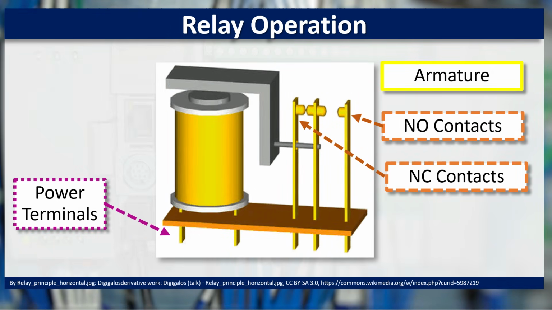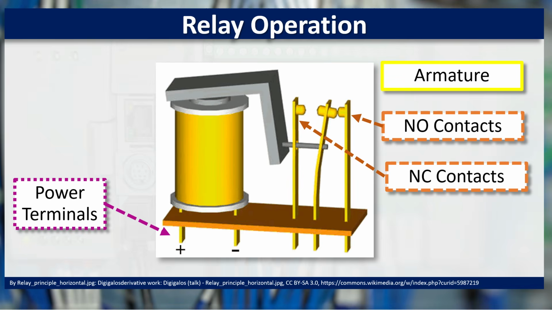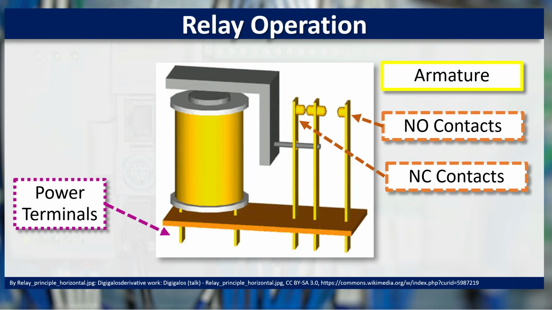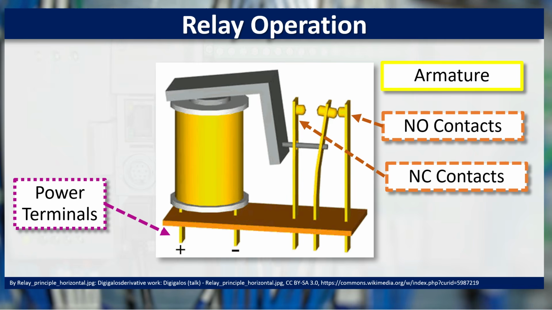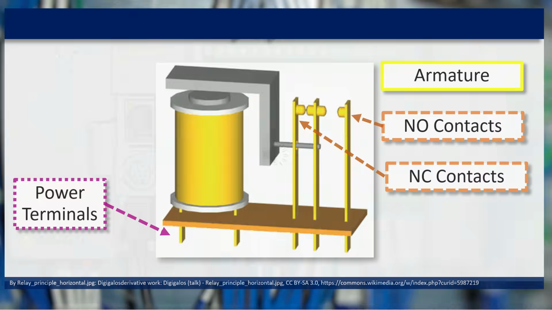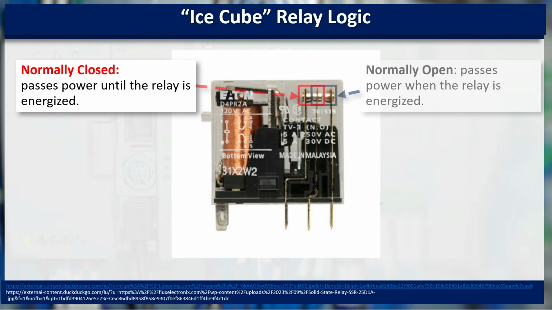The armature can be connected to more than one set of contacts. Here we see two sets of contacts, one normally open and one normally closed. Many relays have multiple sets of contacts, allowing for better and more sophisticated control. Relays now come in a wide variety of shapes and sizes, depending on the current and voltage available. But they all share the same basic components.